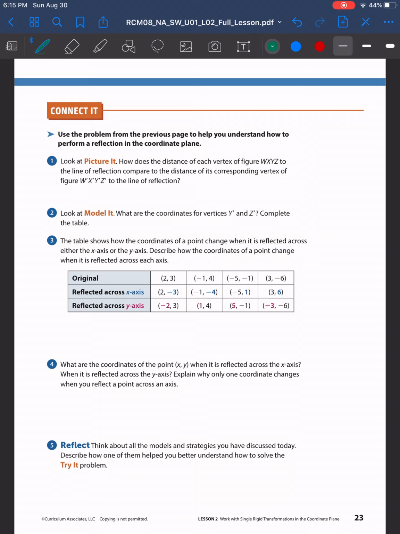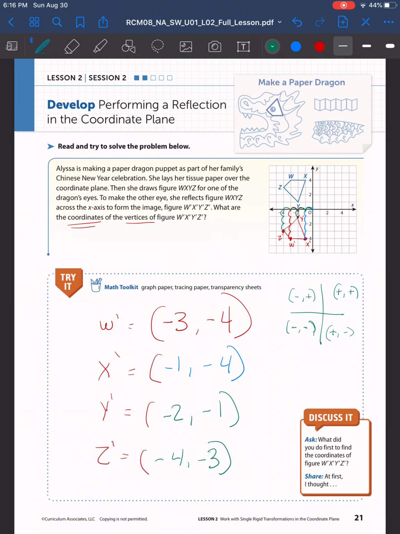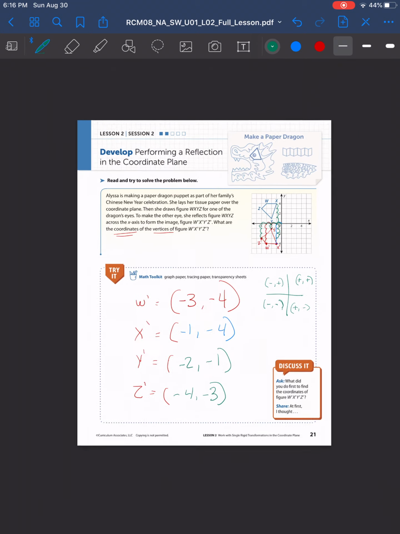How does the distance of each vertex of WXYZ to the line of reflection compare to the distance of its corresponding vertex of W'X'Y'Z' to the line of reflection? Basically what that question is asking is the fact that we counted how many spaces we had to go to the line of reflection, and then we counted that many spaces to get our new point, okay?